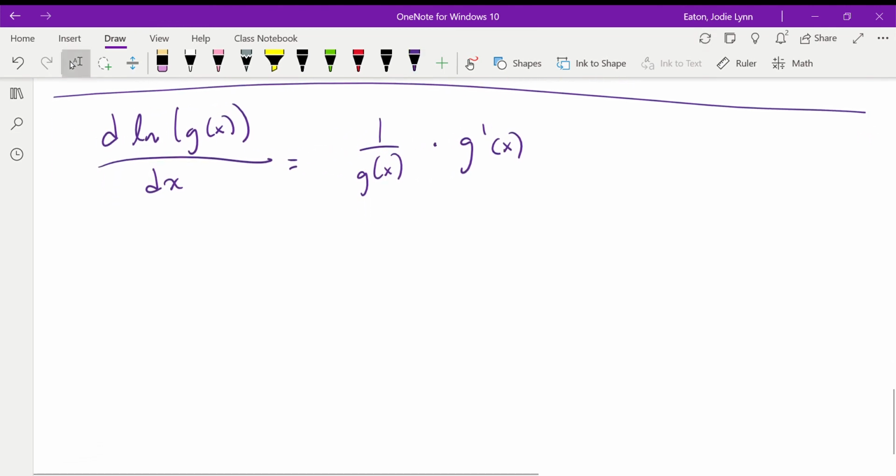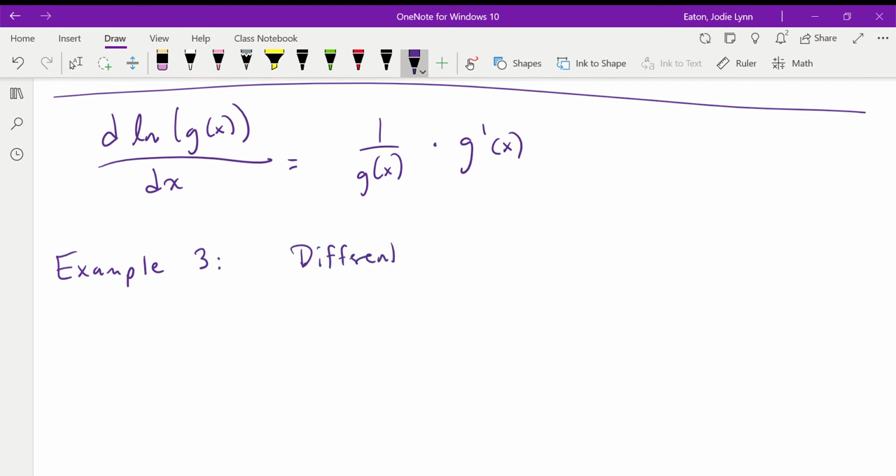So let's see what something like that would look like. Example 3, we are going to differentiate f of x equals ln of sine x.